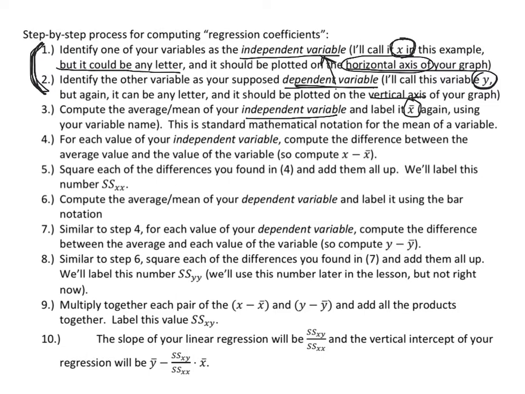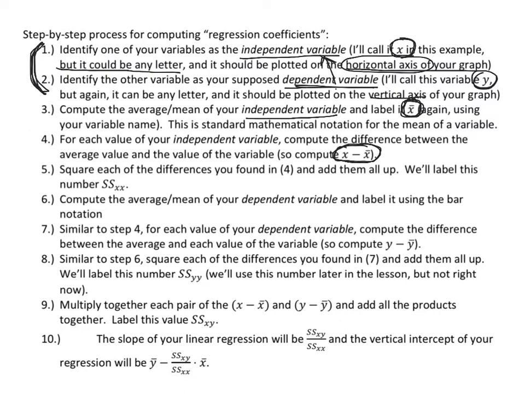Then, next step, and there's going to be a table for this. I'm going to show you a way to work through this. Your next step is for each value of your independent variable, you're going to compute the difference between the average value you just found and the value of your variable. So you're going to compute x minus x bar.